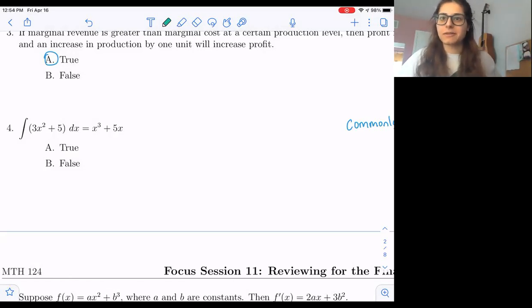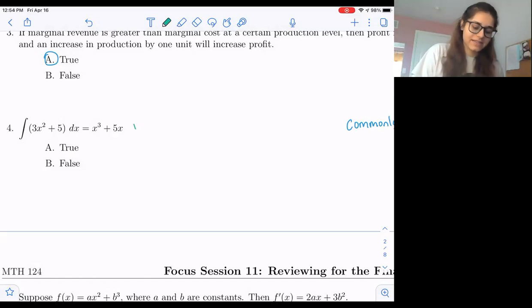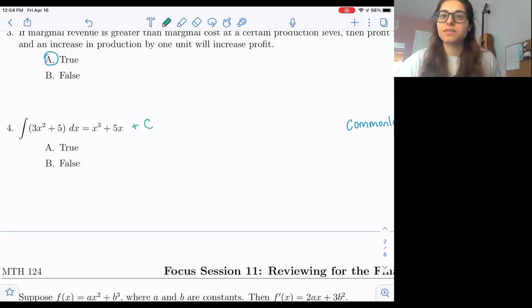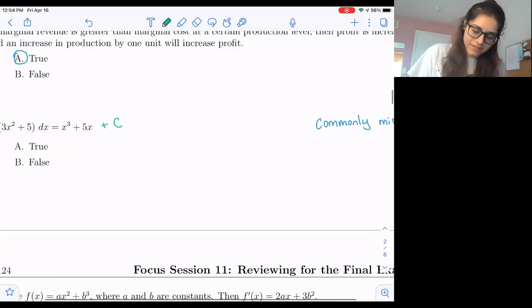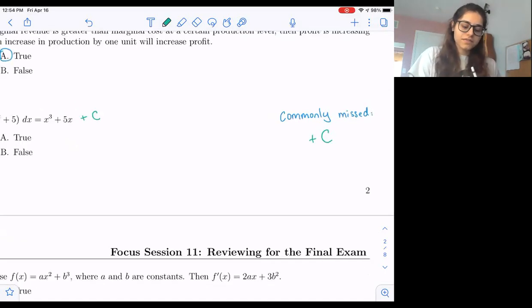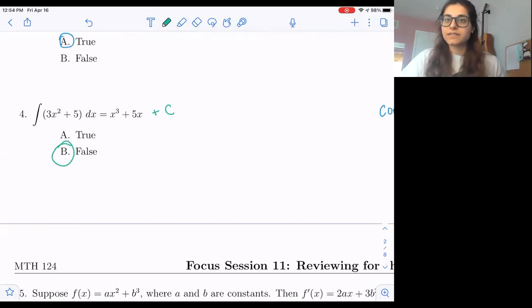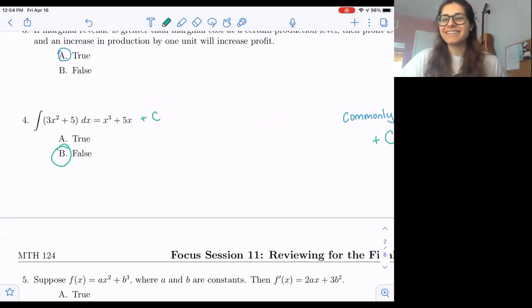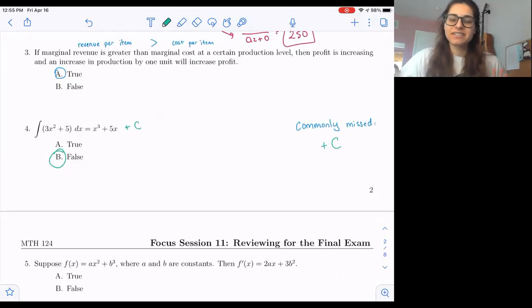Great, guys. The plus c constant. So we're missing plus c. Whenever you take an integral, never forget the plus c. It's commonly missed. So this is then false. This is so easy to get wrong, so make sure you're on the lookout for that. If it seems too easy, it probably is. Look for the trick.